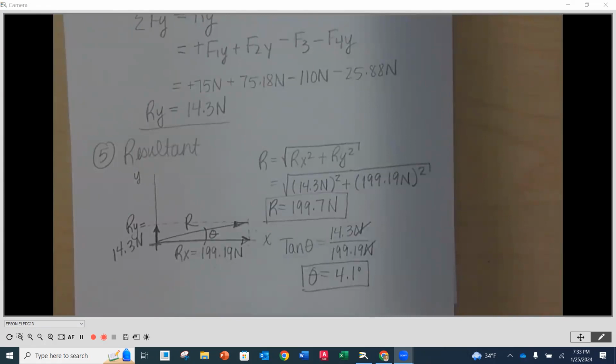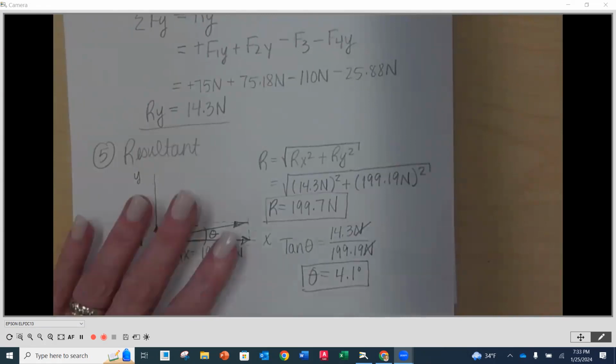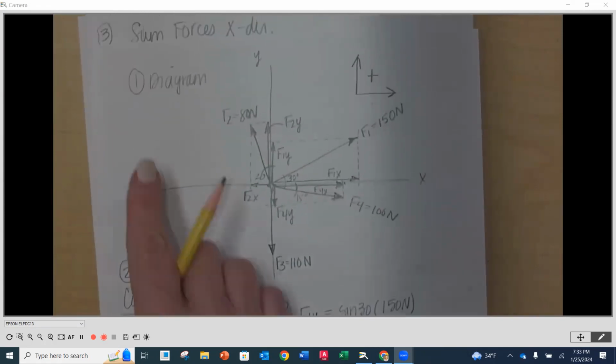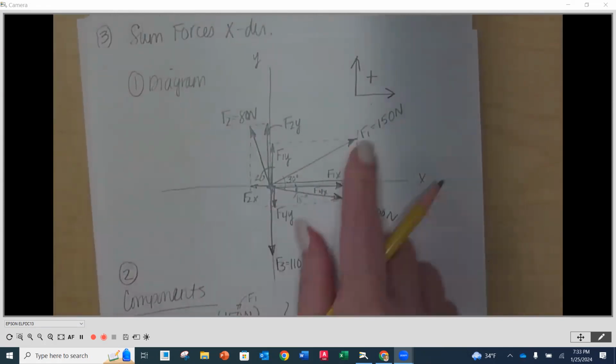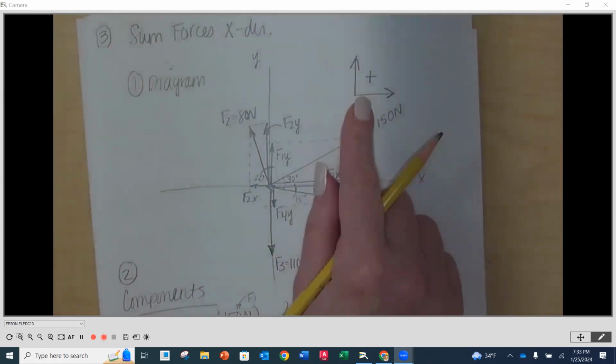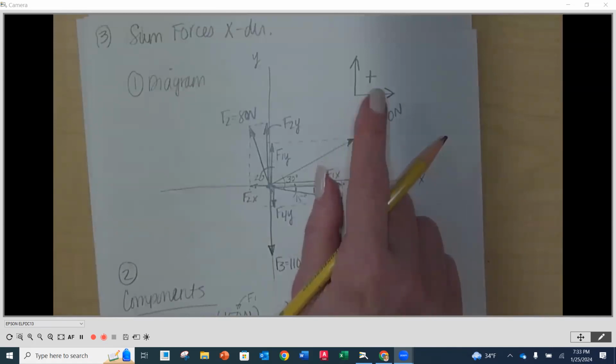Any questions? So this is our process. Let's peek back at it. First is our diagram, breaking everything into the components and labeling. Then always identify the convention. It's not a bad idea to put it right there right away. We did it a little bit later when we started doing our positives and negatives, but do it right away.